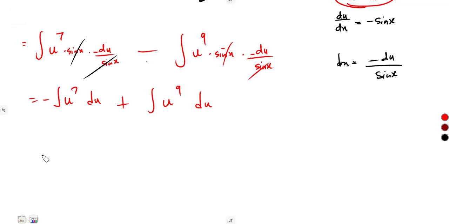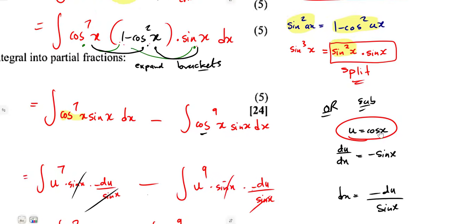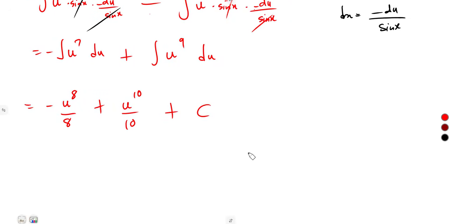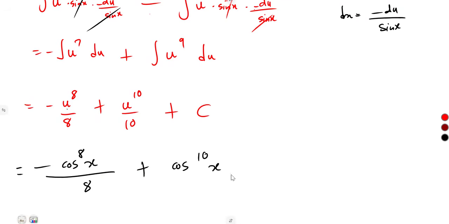So we can simply integrate: add 1 to the power, minus u to the exponent of 8 over 8, plus add 1 to the power, u to the exponent of 10 over 10, plus c. But remember, it is with respect to x. So what represents x? Remember, when we made the substitution, u is represented by what? Cos of x. So in place of u, put that cos. So that is minus cos to the exponent of 8 x over 8 plus cos again to the exponent of 10 x over 10, plus our constant of integration.